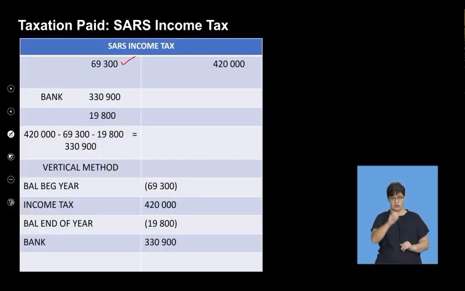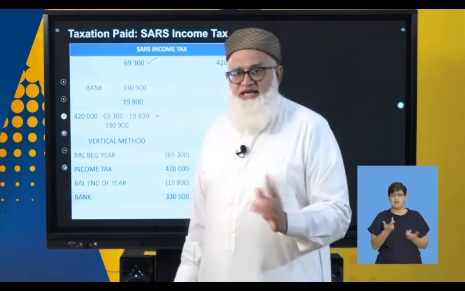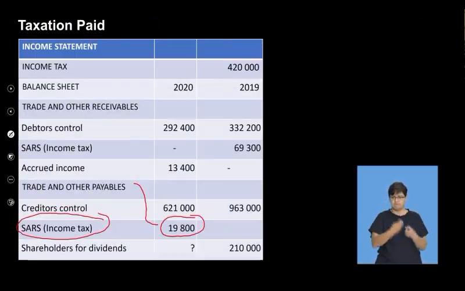Step number 1, opening balance. Put it on the side where you find it. It's under receivables, therefore a debit balance of 69,300. Step number 2, my closing balance. Where will I find my closing balance for SARS income tax? I go and look in my information and I find it appears under trade and other payables, meaning it has a credit balance of 19,800 at the end of the financial year.